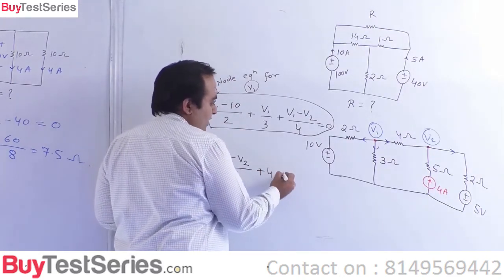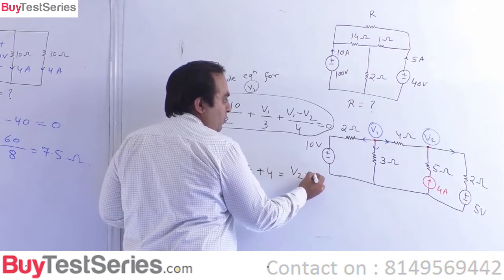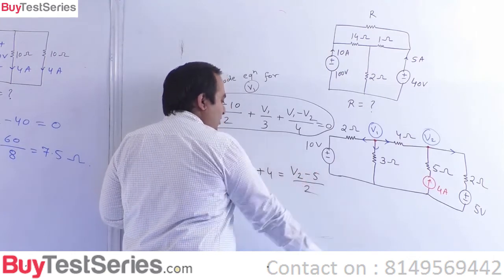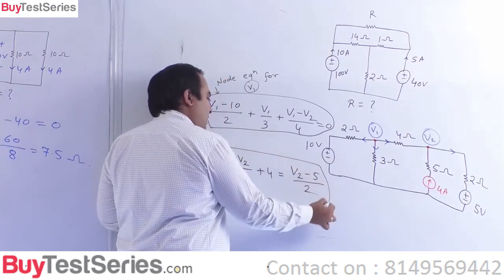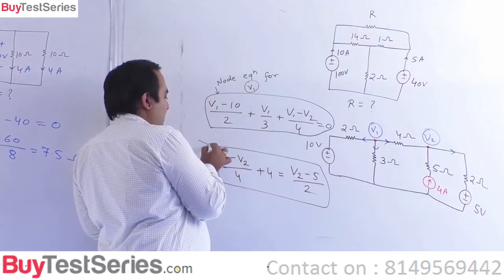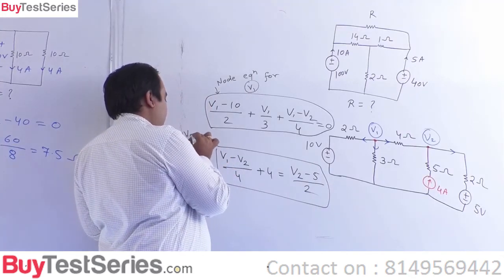So for V2, when I will write V1 minus V2 by 4, which is incoming, plus 4 is incoming, is equal to V2 minus 5 divided by 2, and this is outgoing. This is the node equation for V2.